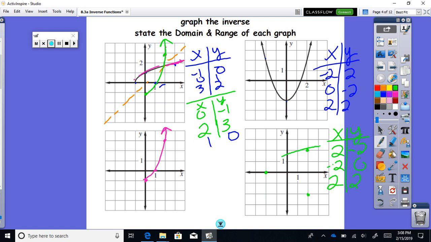So my new inverse function will look like this. So this is the original, this is my inverse. The original, we call that f. f of x is my original, and f inverse of x is my inverse. So we use this little -1 to denote that that's the inverse of the function.